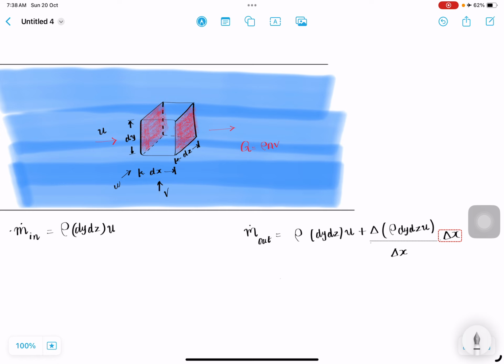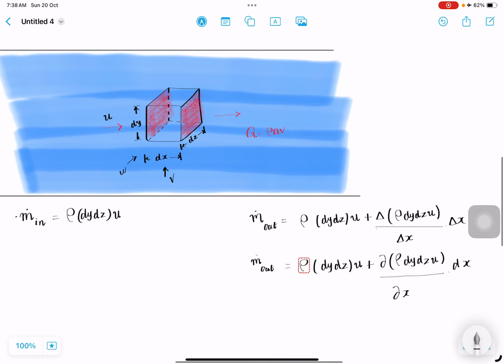In the next step, I'm going to write this equation as rho into dy into dz into u plus, for a very small change, I can conveniently write this equation as dou of rho dy dz into u divided by dou x into dx. I'm putting a partial differential because, of course, the velocity is going to be a function of x, y, and z. So this is the expression for the quantity of fluid that is going out.